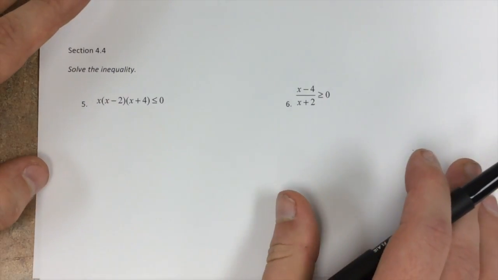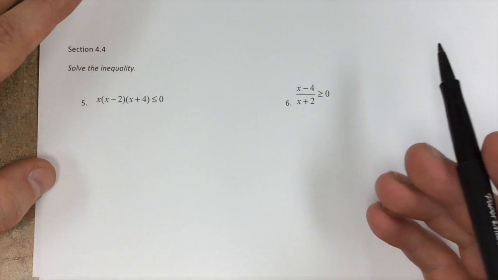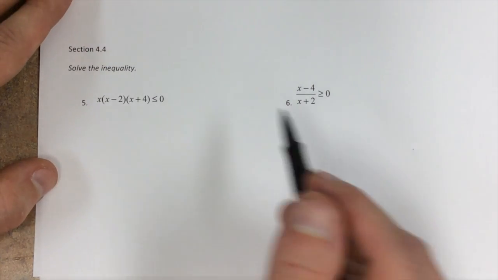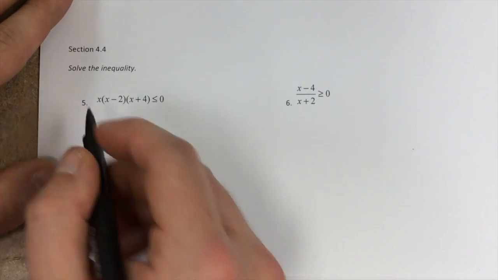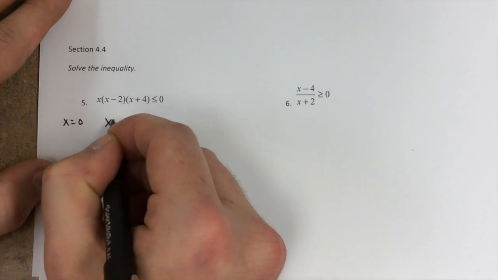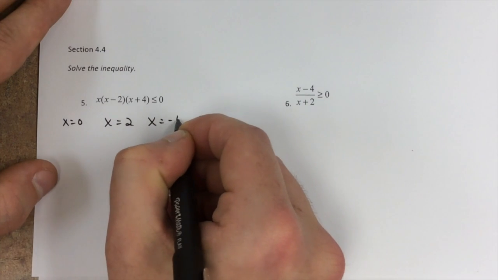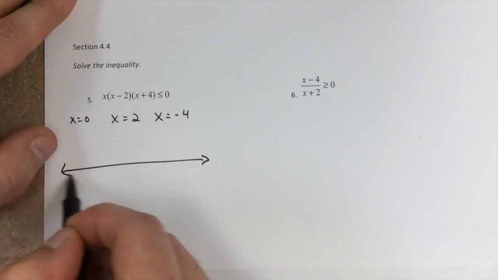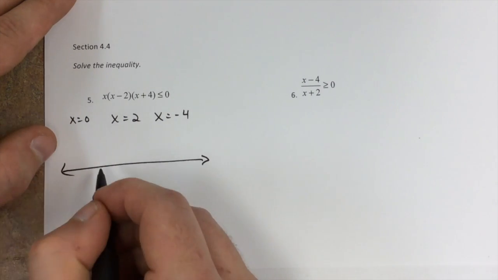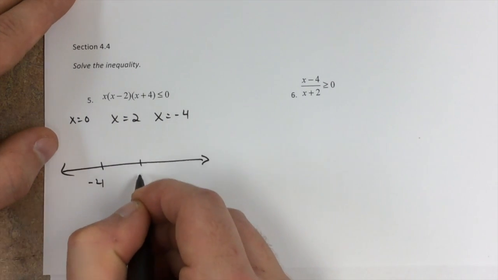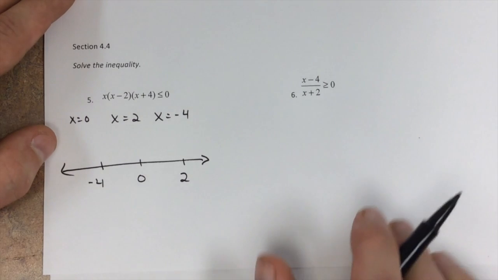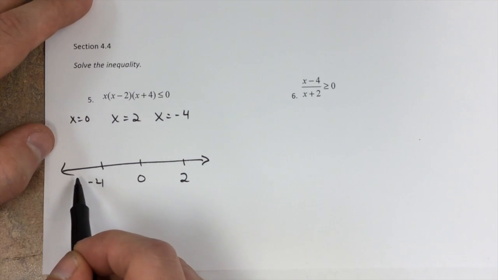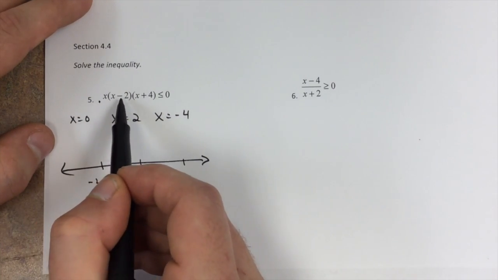Solve the inequalities. This is basically what we're doing before, only we don't have to graph. All we need is the number line. So what makes this 0? Well, x equals 0, x equals 2, x equals -4. Once we have those, draw our number line, put these on the number line in order. So -4, 0, 2. Now we test points. So pick a number left of -4, -5, negative, negative, negative.